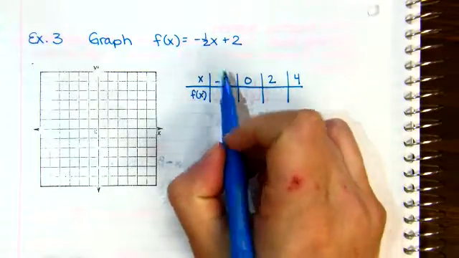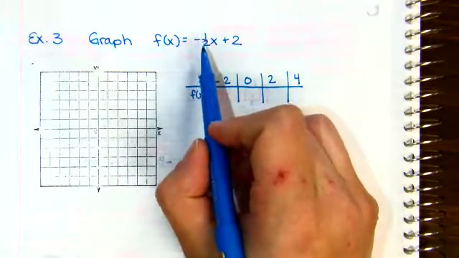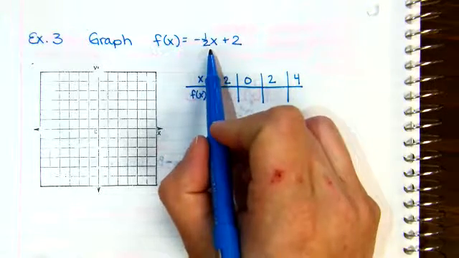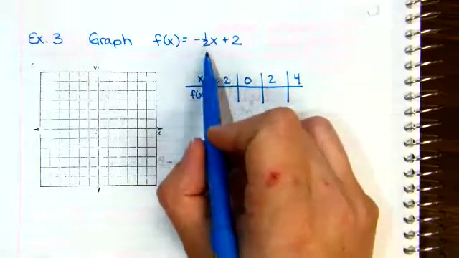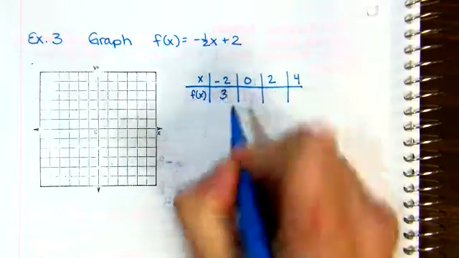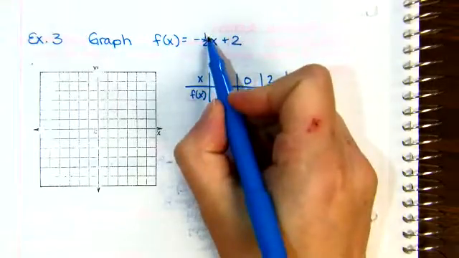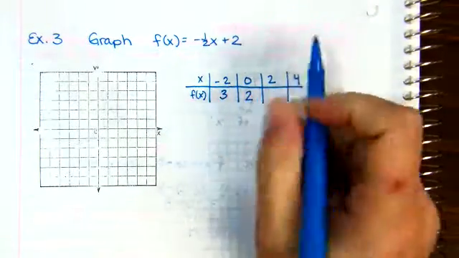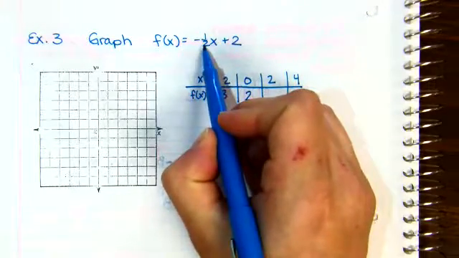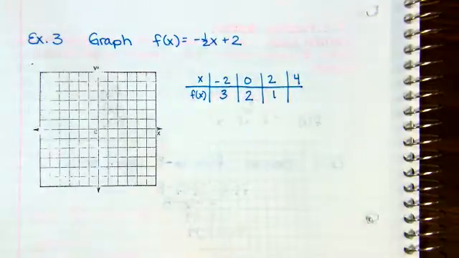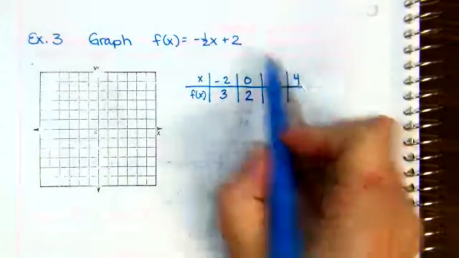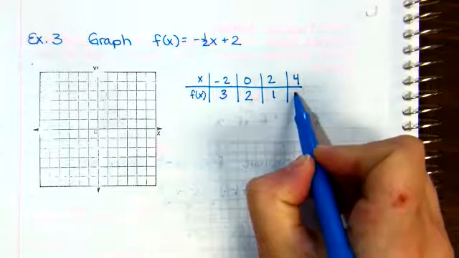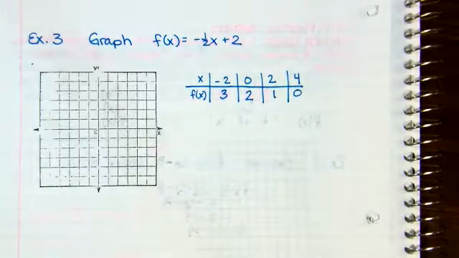So when I put in -2, I have -1/2 times -2. That gives me a +1, and 1 plus 2 is 3. When I put in 0, I get out 2. When I put in 2, I have -1 plus 2, which is a +1. And when I put in 4, half of 4 is 2, that's a -2, plus 2 is 0.